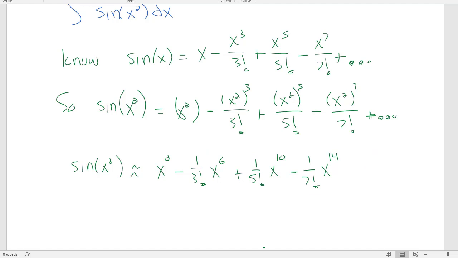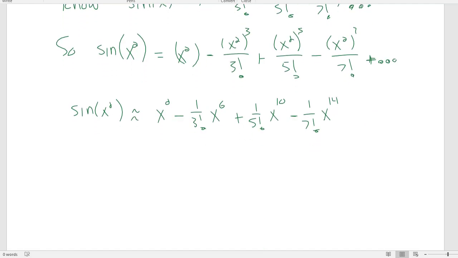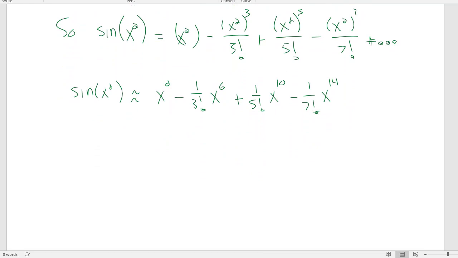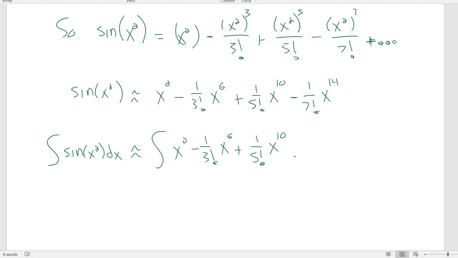to approximate sine. Now, what we were doing in the beginning of this foreshadowing example is trying to integrate sine of x squared. So we can approximate that integral with the integral of its power series. Instead of integrating sine of x squared, which we don't know how to do through techniques of integration, we can instead approximate the integral with the first 4 terms of the power series for sine of x squared.